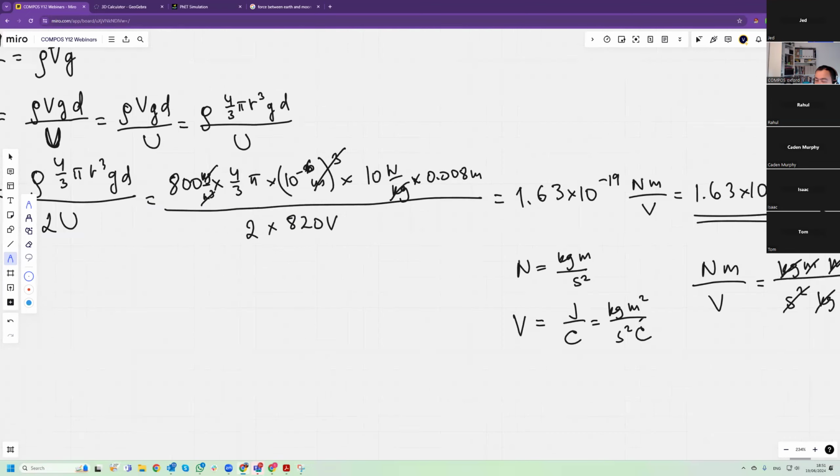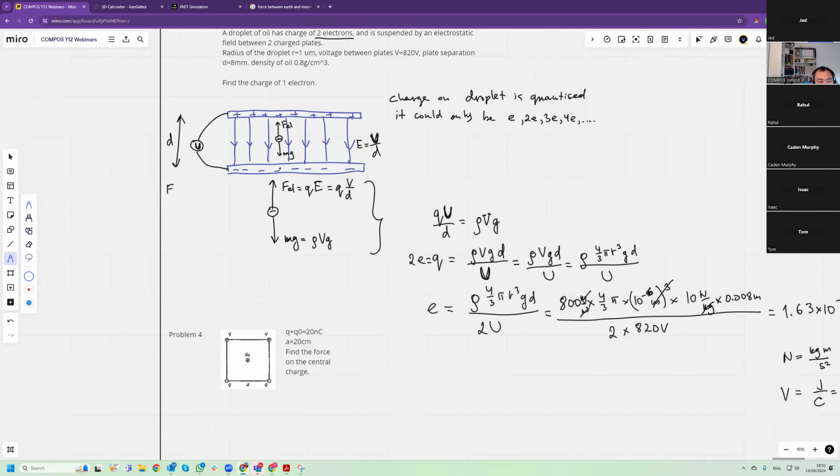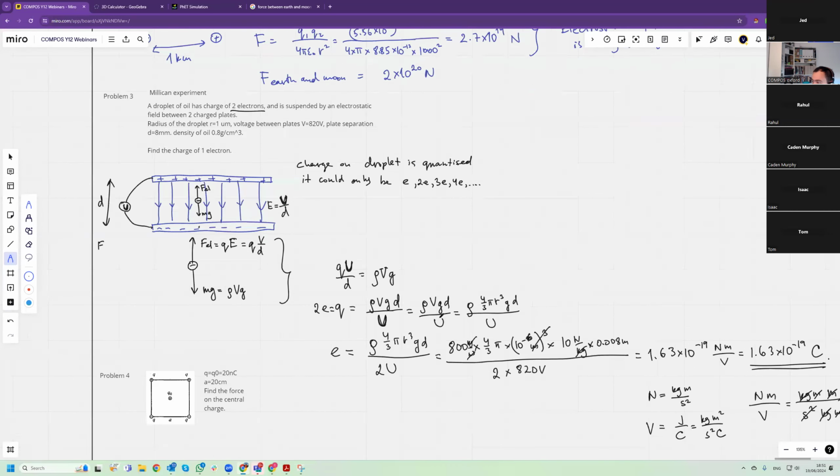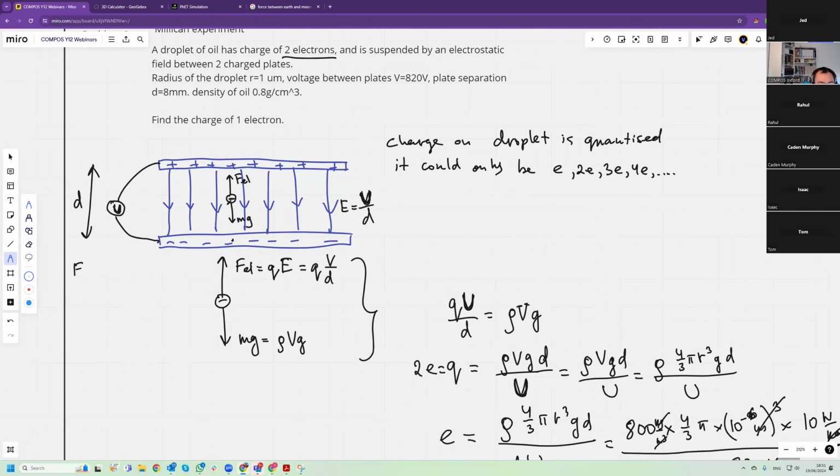So that's how the experiment was done. I was too busy doing the calculation, but that's the thing. He put an oil droplet, and by measuring the voltage, the distance between the plates, the density of oil, of course, and the size of the oil droplet, he was able to work out the charge of an electron, which we just did with you.